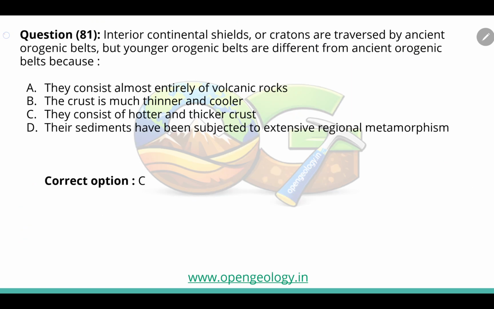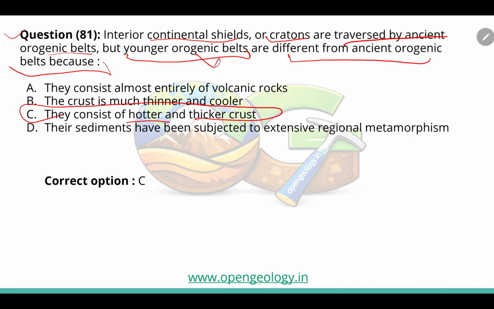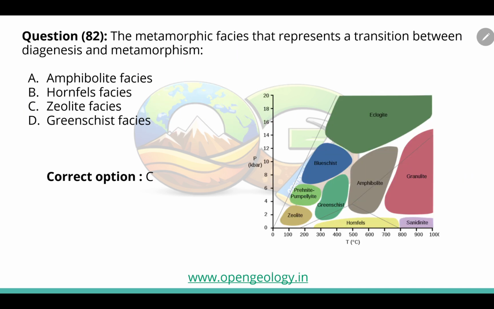Let's begin with the first question. The interior continental shield areas, or the cratons, are traversed by the ancient orogenic belts. But the younger orogenic belts are different from the ancient orogenic belts. So what is the difference? The younger ones have hotter and thicker crust. Okay. Another question is question 82.